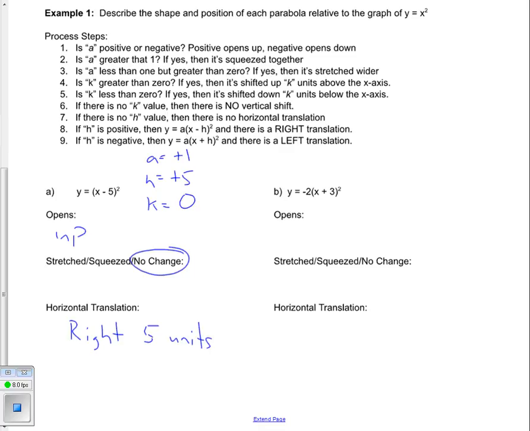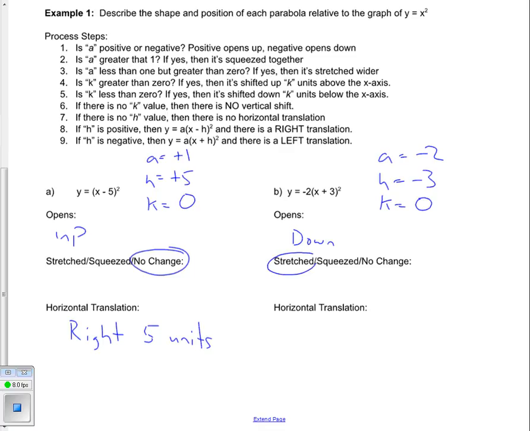Okay, let's take a look at B here. Again, identify the a, h, k values. So the a value is negative 2, the h value is negative 3, and the k value is 0. Again, always remember that the h value is the opposite of what it shows up in the equation. Because the a value is negative, that means that this parabola opens down. Because the value of a is 2, albeit negative, that means that it's stretched.